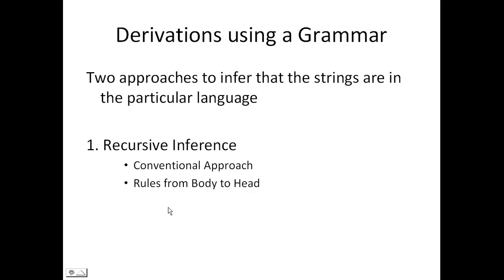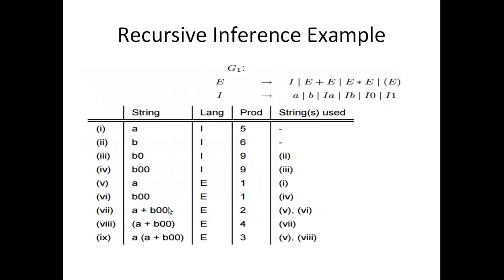Now let us see the derivations using grammar. There are two approaches to infer that the strings are in the particular language. First is recursive inference and second is derivations. Let us first discuss recursive inference. Basically it is a conventional approach. It uses the rules from body to head. Let us see an example of recursive inference so that it will be more clear.